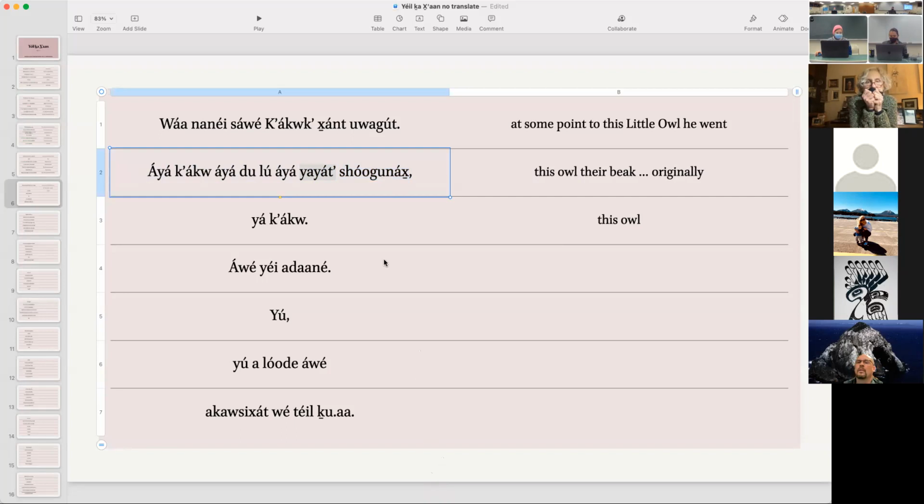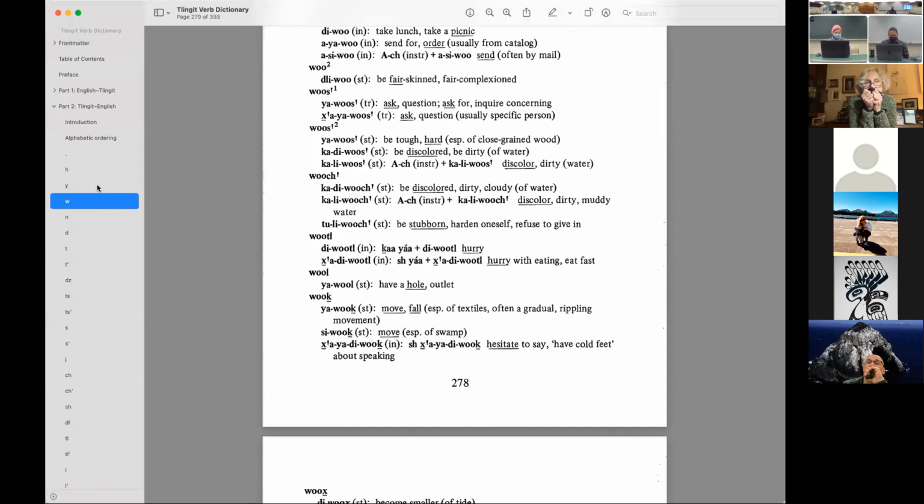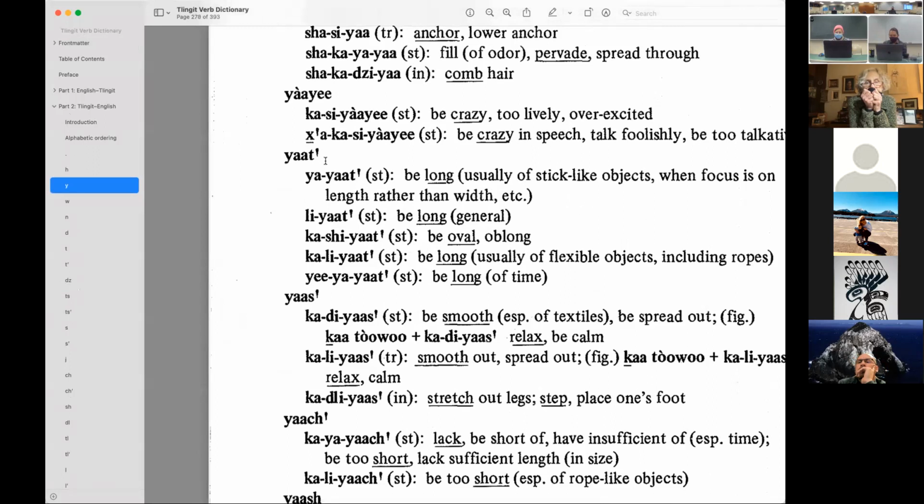Which means I should have the verb dictionary open. Yeah, it is long. So if I'm looking up a YAA verb, I'm going to go to the next letter down, W, and scroll up, since the A vowels are the last ones that they list. And here's yayat, to be long.